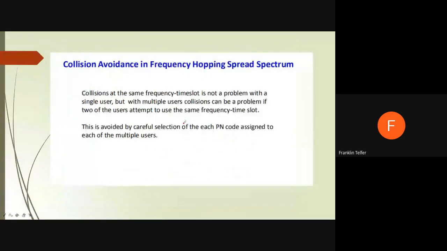So, collision avoidance and frequency hopping. Here, collision at the same frequency time slot is not a problem with a single user, but if you take multiple users, collision can be a problem. Two of the users may attempt to use the same frequency time slot. If two users try to use the same frequency, there's a chance of collision. This can be avoided by the proper selection of the PN code assigned to each user. So the PN code has to be randomized in such a way that the same code is not generated for different users who might collide. So the PN sequence has to be generated carefully.